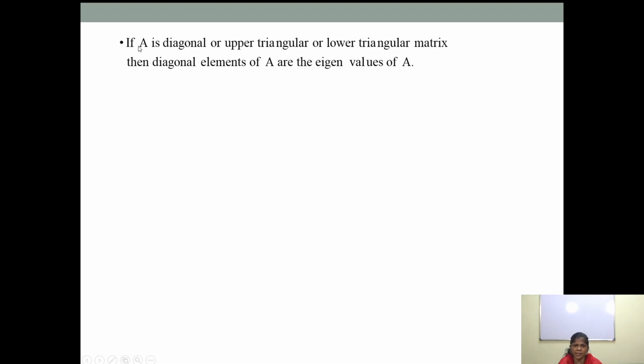The next property is, if A is diagonal. What is meant by diagonal? A diagonal matrix means all elements above the diagonal as well as below the diagonal are 0.